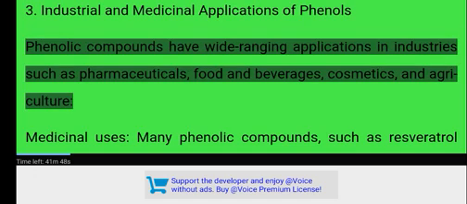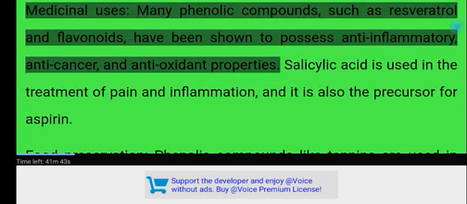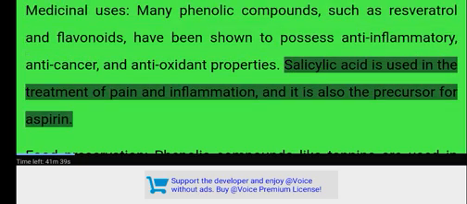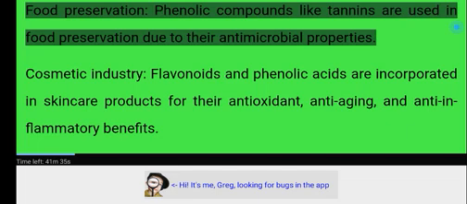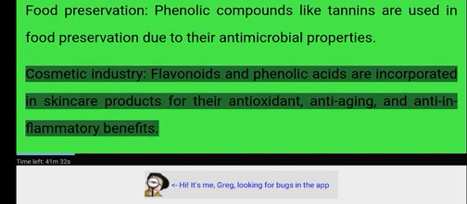Phenolic compounds have wide-ranging applications in industries such as pharmaceuticals, food and beverages, cosmetics, and agriculture. Medicinal uses: many phenolic compounds, such as resveratrol and flavonoids, have been shown to possess anti-inflammatory, anti-cancer, and antioxidant properties. Salicylic acid is used in the treatment of pain and inflammation, and it is also the precursor for aspirin. Food preservation: phenolic compounds like tannins are used in food preservation due to their antimicrobial properties. Cosmetic industry: flavonoids and phenolic acids are incorporated in skincare products for their antioxidant, anti-aging, and anti-inflammatory benefits.